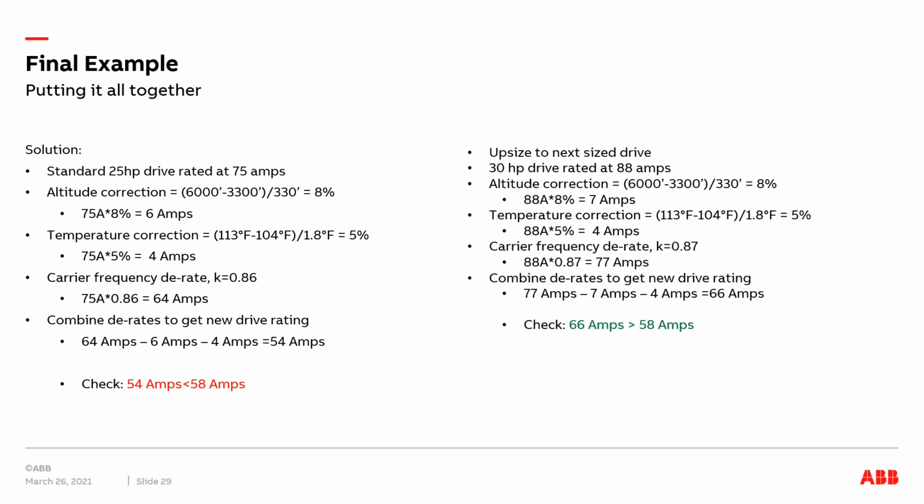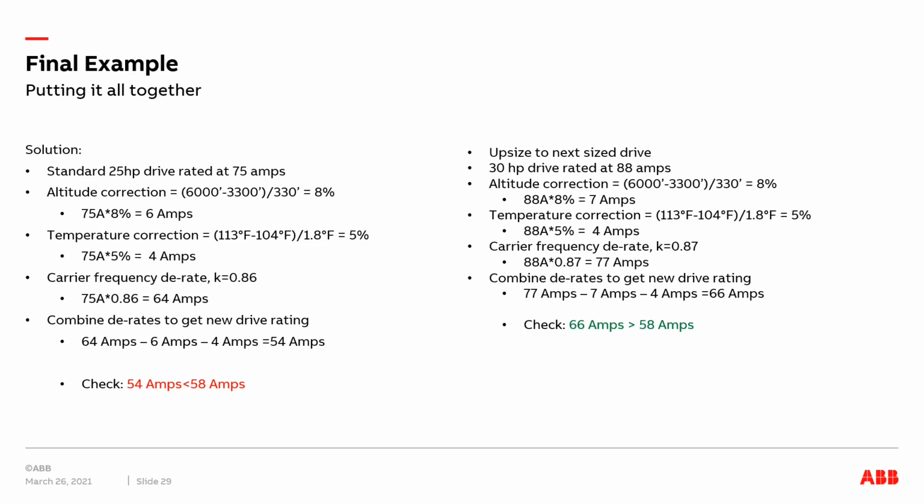What we have to do now is upsize to the next drive. The next size drive available is a 30 horsepower drive, and that drive is rated at 88 amps. So we'll go through it again. We'll do our altitude correction, which gives us an 8% derate, and if we do our math, 8% of 88 is approximately 7 amps. Doing our temperature correction again, we'll get that 5%, and we'll multiply it by 88, and we'll get a derate of 4 amps due to temperature.